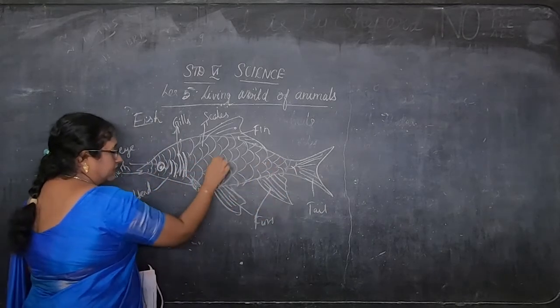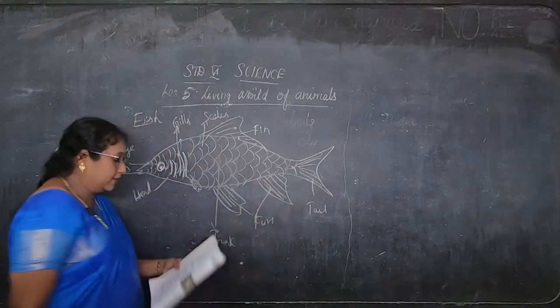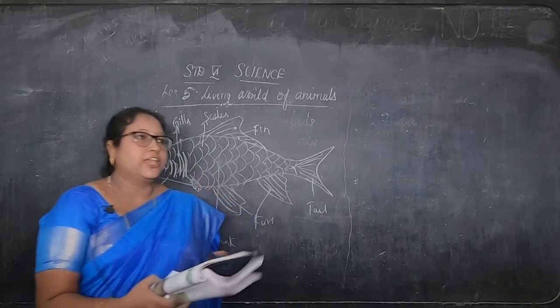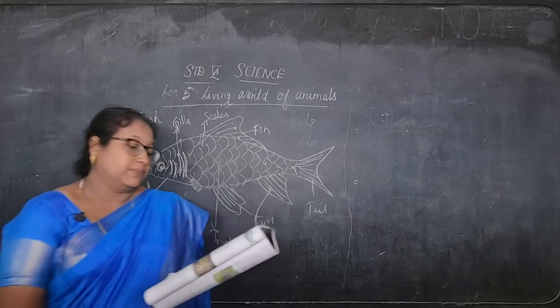This is the head part. This is a trunk. And this is a tail. Okay. Head, trunk and tail of a fish merge to form a streamlined shape. Streamlined means smooth shape. Okay. They form a streamlined shape.